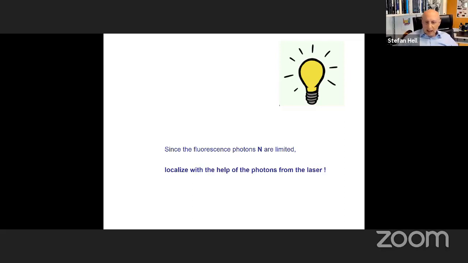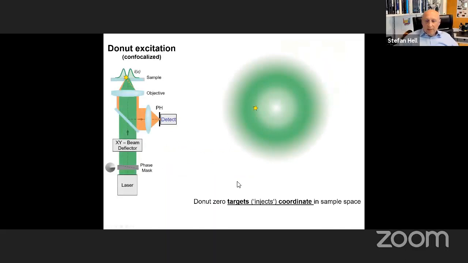Because there are zillions of photons coming from the laser, and if you could use those for localizing the molecule, then the precision can go up or the speed can go up. Then you're not limited by the number of photons that you need to get from the dye. And I'm explaining this principle, which has been termed MINFLUX.